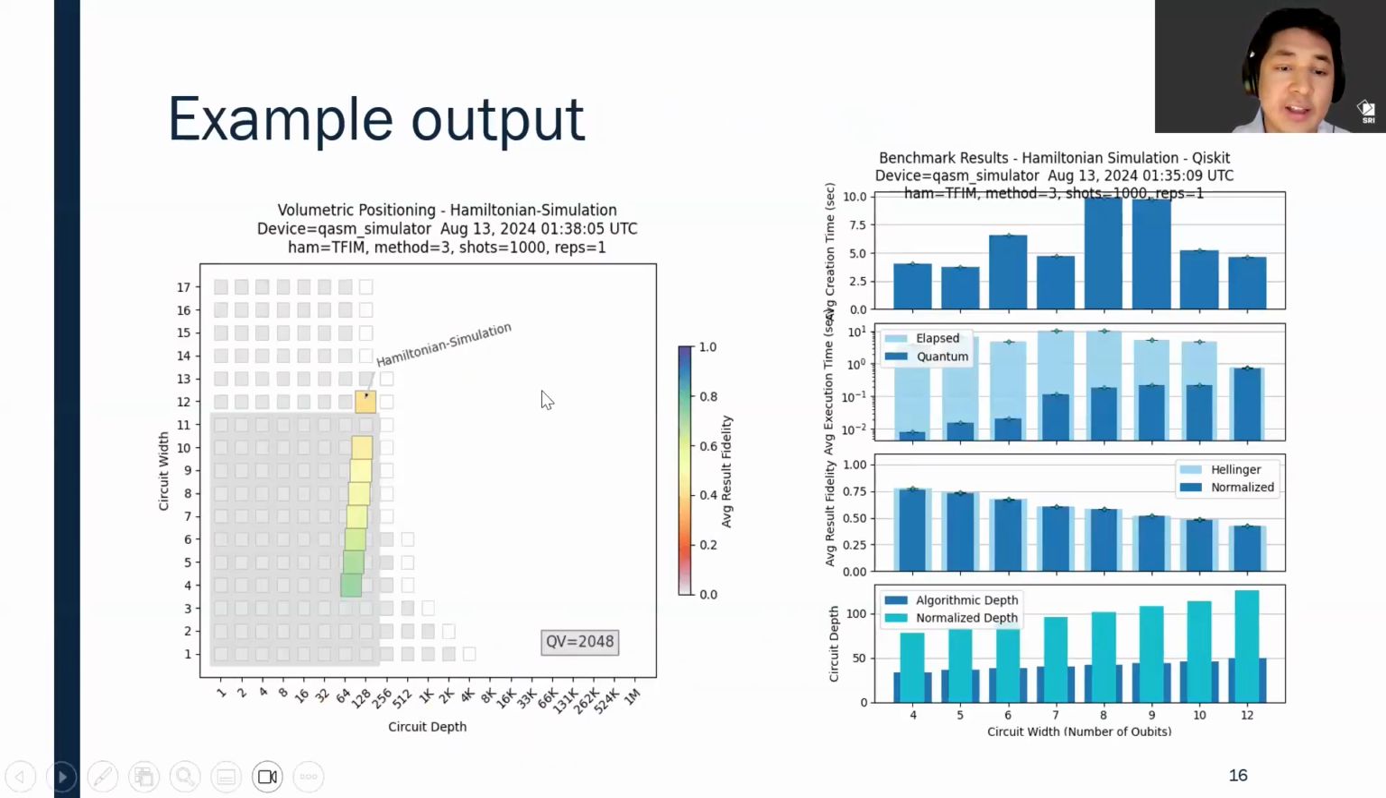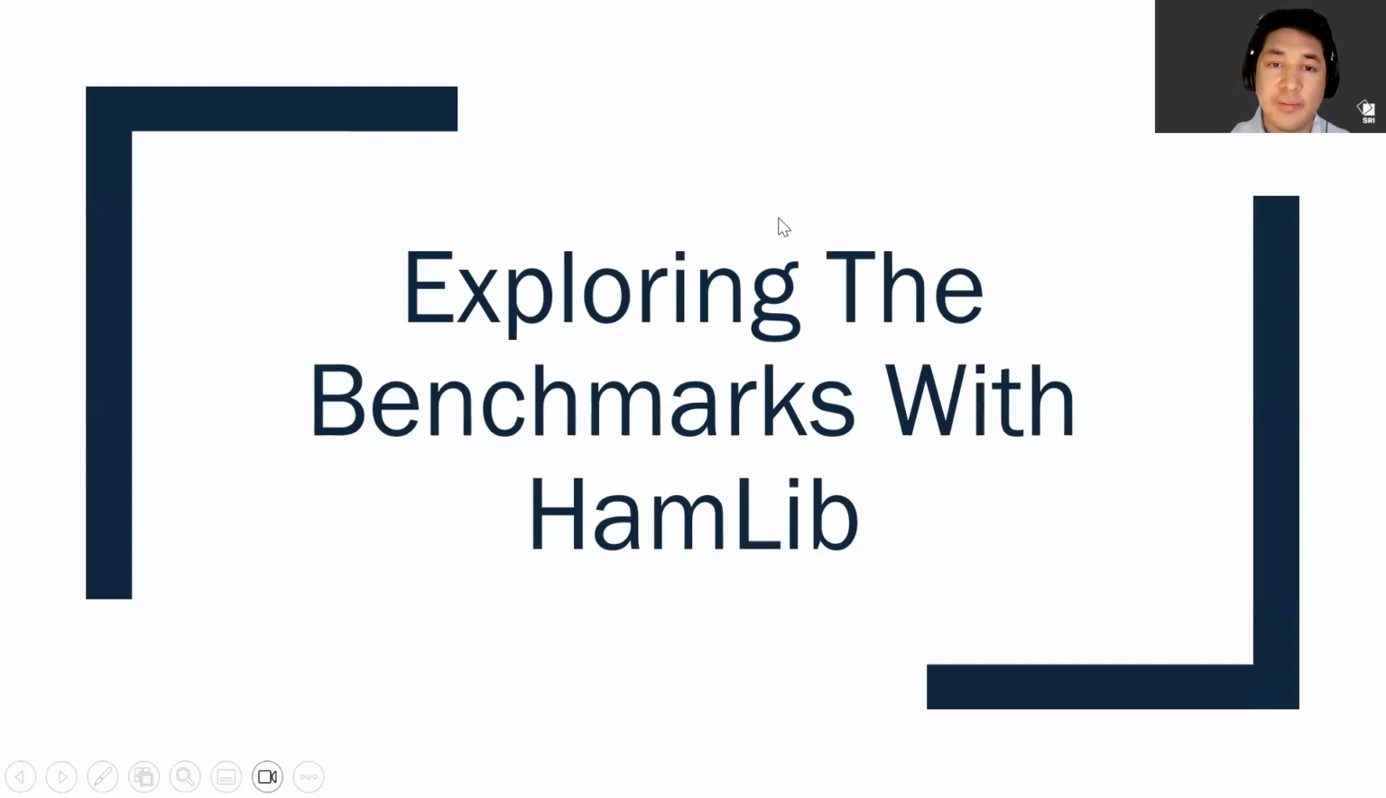So just as an isolated example of what the Hamiltonian simulation benchmark results look like, you can see, just like the other volumetric plots, we present the result fidelity at different circuit sizes. Again, as more circuit resources are required, the worse the results get. And here we have this additional plot that shows different depth metrics, different time metrics, in addition to the result fidelity metrics. So that's all that I have to present, and Avamita will take it away in exploring different Hamiltonians with hamlib.